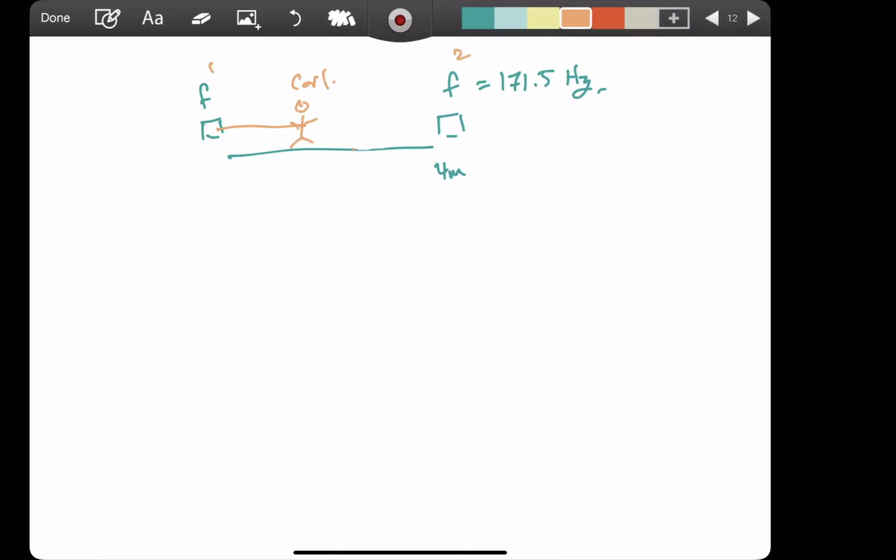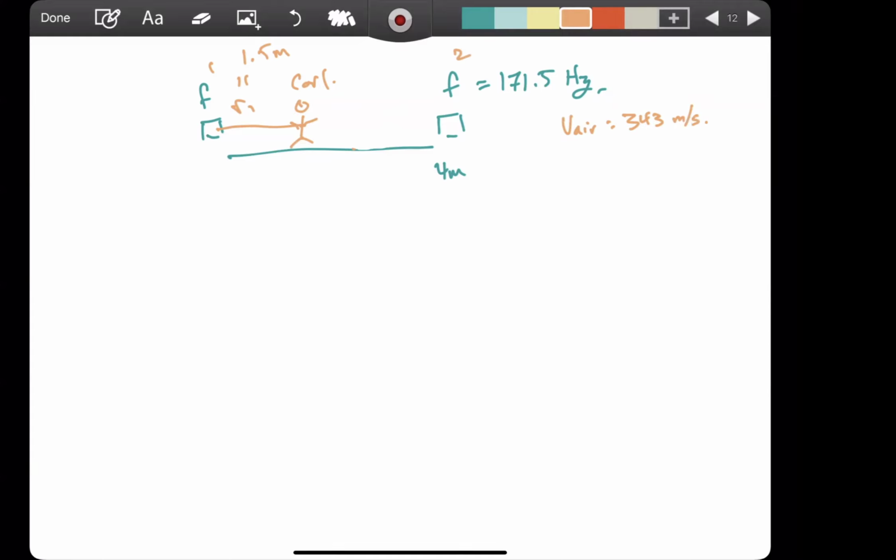Let me draw it a little bit closer over here, matching my numbers. So here's Carl. Let's call this speaker one, this speaker two. He's going to be a distance, let's call that R1, where R1 is equal to 1.5 meters away from the left speaker. Let's say that the speed of sound in air is simply equal to 343 meters per second.